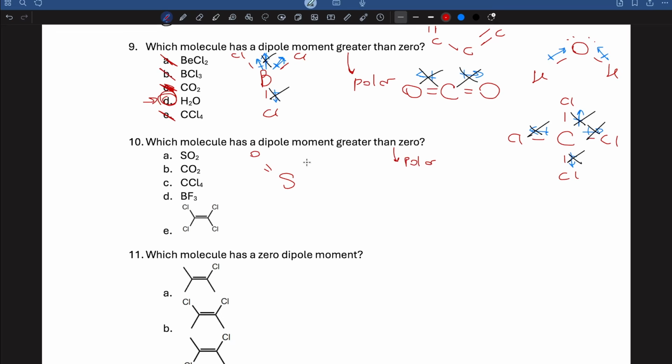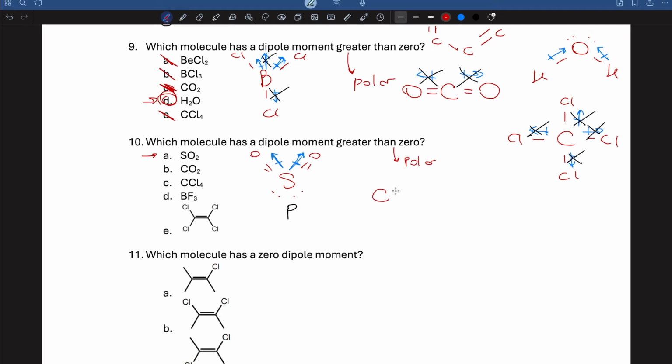SO2 looks like this, with 2 lone pairs, kind of like O2 almost. And so oxygen is more electronegative than sulfur, meaning that these arrows point away from sulfur, and these do not cancel each other out. So this structure is polar. So I think it might be A, but let's do the rest just to make sure.